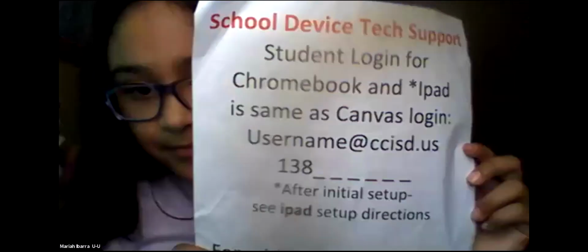Wait, let me see. It says student device. Student login. Oh, wait, that first page. Hold that first page up with those big letters. Let me see. Login using. Okay, that's for Chromebook and iPad. Flip. It says student login for Chromebook and iPad is the same as Canvas login. So after initial setup, see iPad step directions. Where are your iPad step directions? Another paper that they gave us.